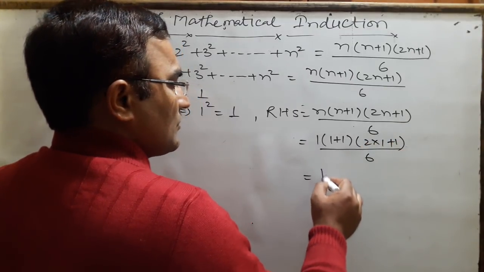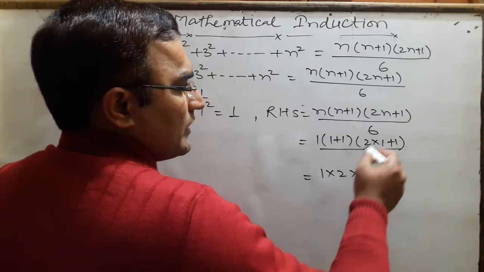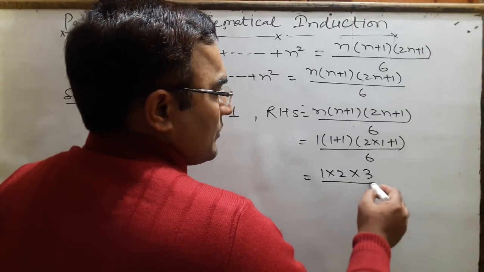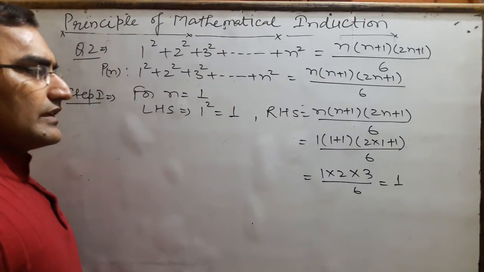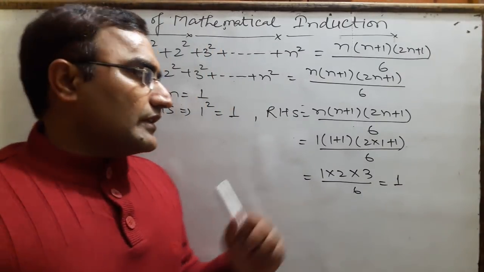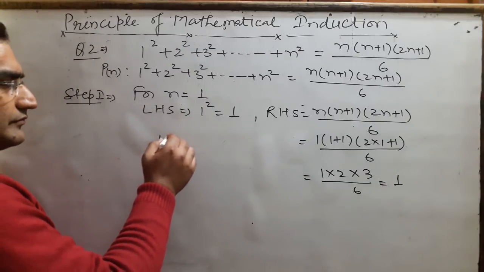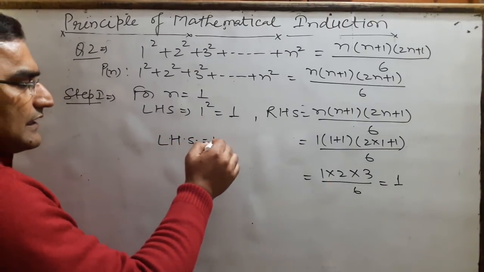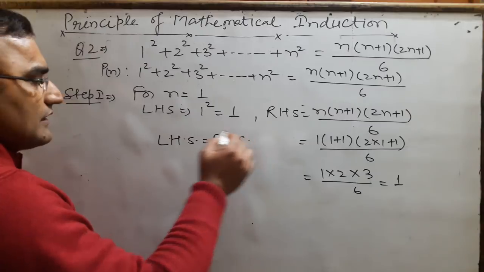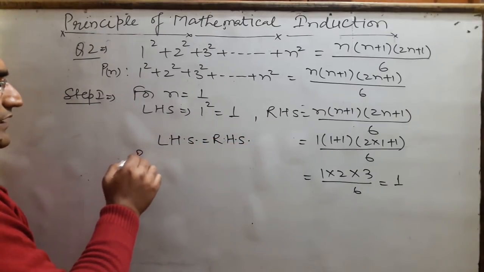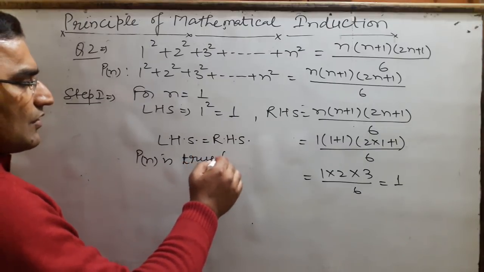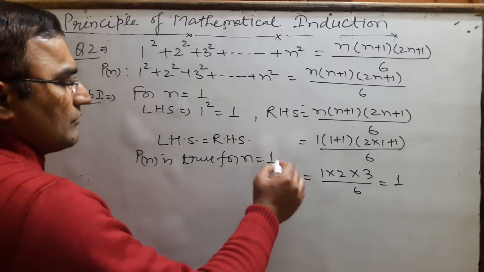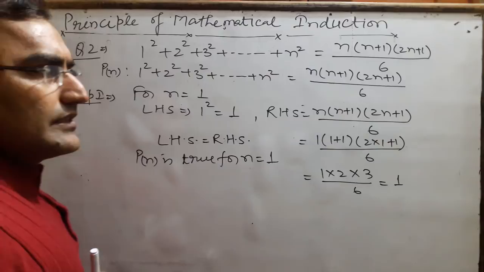And solve to 1 into 2 into 3 upon 6. Answer is 1. LHS equal to 1 and RHS equal to 1. It means LHS equal to RHS. It means P(n) is true for n is equal to 1. Step first is completed.